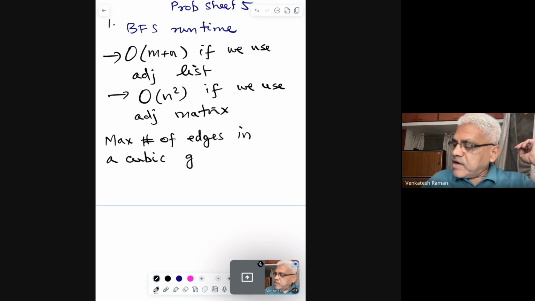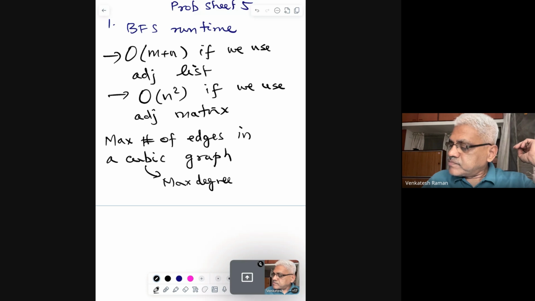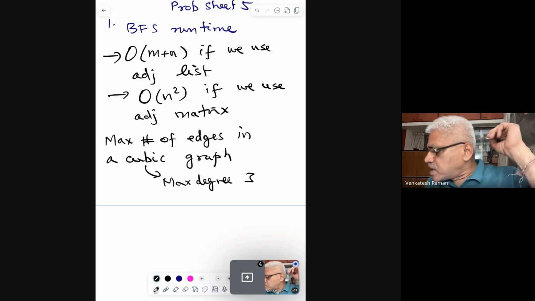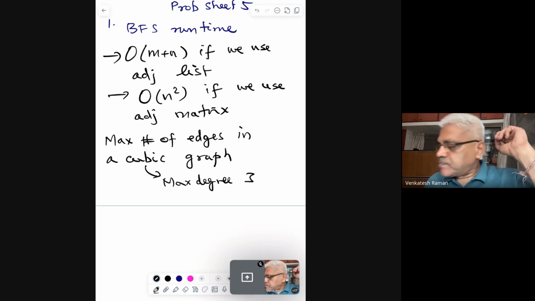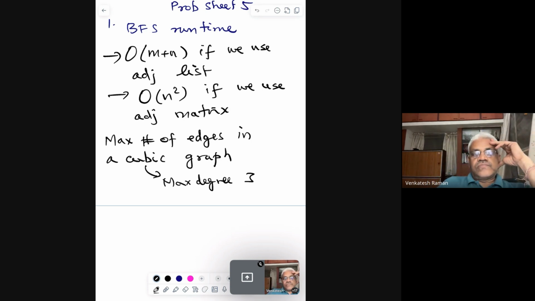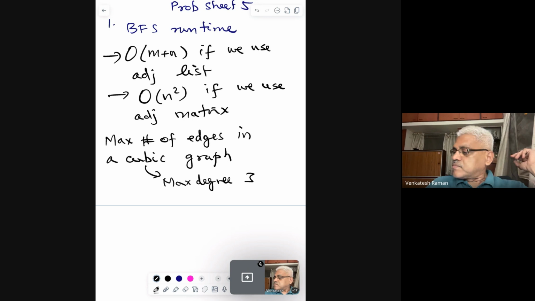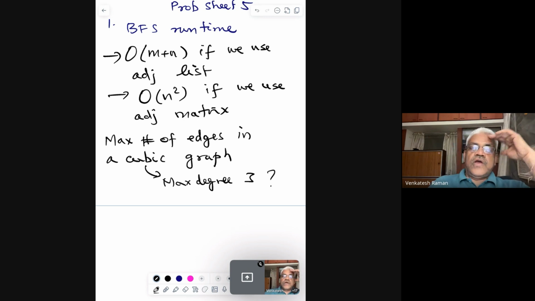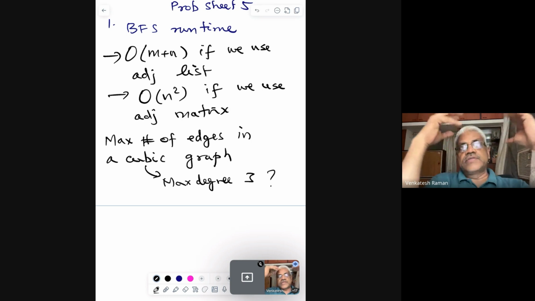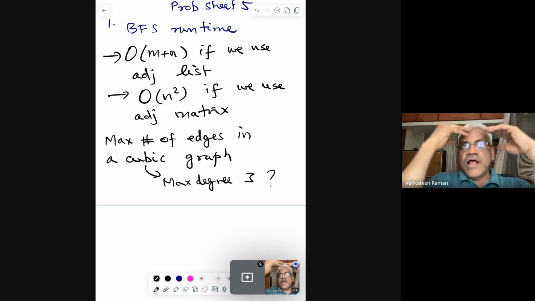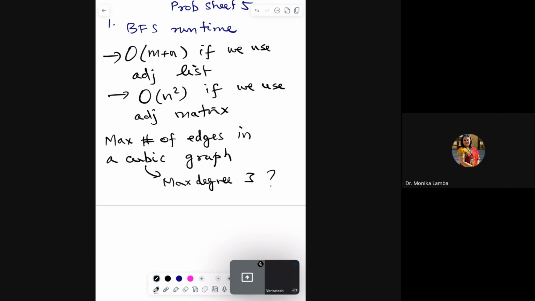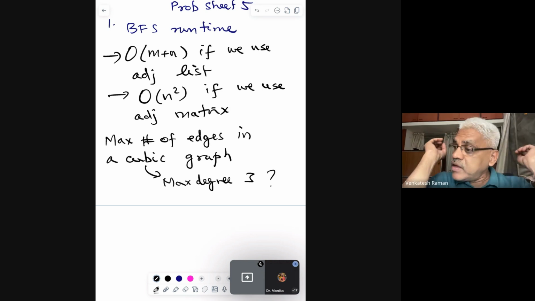So by cubic graph, I mean a graph with maximum degree 3, or a degree at most 3. You have a graph where the maximum degree in the graph is 3, so every vertex is degree at most 3. How many edges would there be?